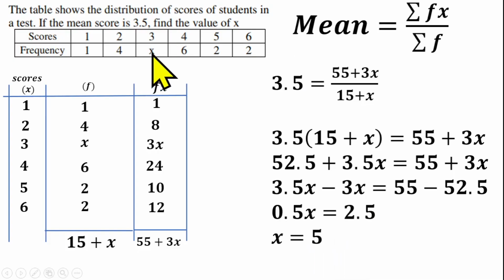So that means the value of our x here is 5. So the value of our s is 5. And if you want to know the total number of frequencies, all you need to do is substitute your 5 here, that gives us 20. And if you want to know the sum of fx, you can just multiply this by 5. 3 times 5 is 15. 15 plus 55 will give us 70.